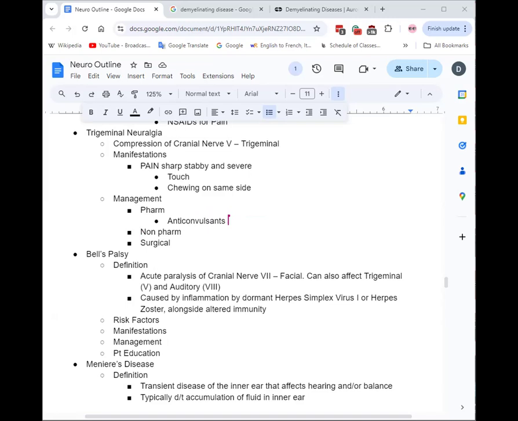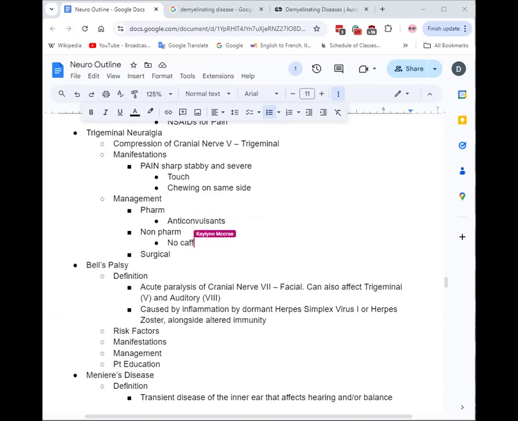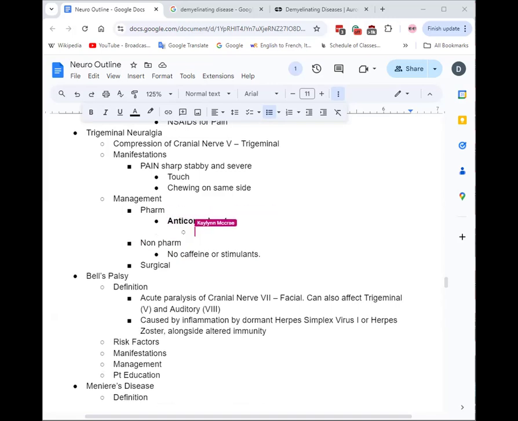So anticonvulsants. Yeah, that's a good first line. Yeah, don't have any caffeine. No caffeine or stimulants. There we go. So your anticonvulsants is a big first one because if you're giving like carbamazepine, which is your Tegretol, if they end up having an improvement of their symptoms, it confirms the diagnosis of trigeminal neuralgia. So I'll put that there.